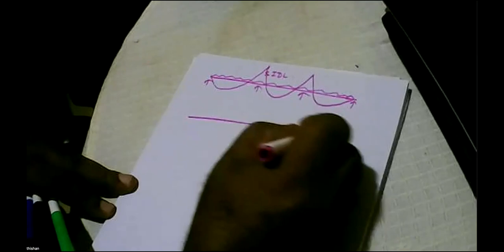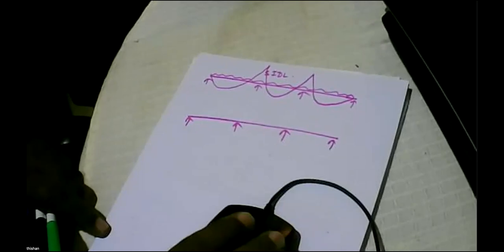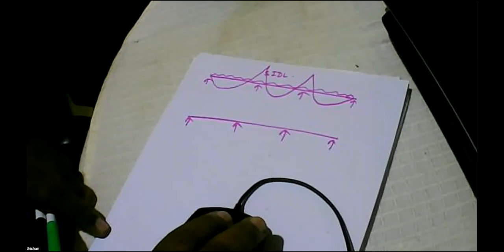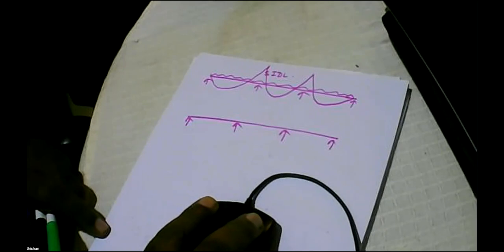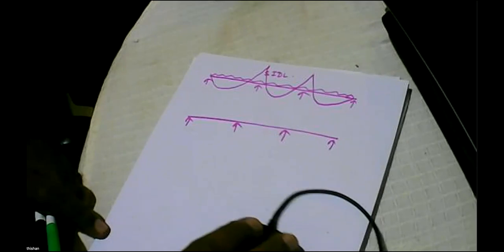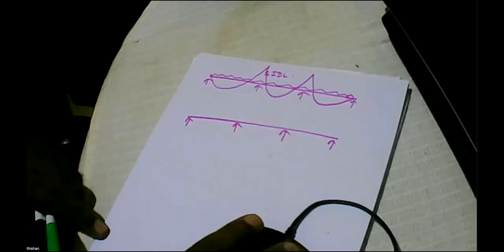Then the live load. Again, I will use the earlier BS loads just to make things clearer for you. Once you understand one type of loading, you can always use any other type of loading. So I'll use this old BS 5400 1978 loading system. I'll share the screen and show you that.